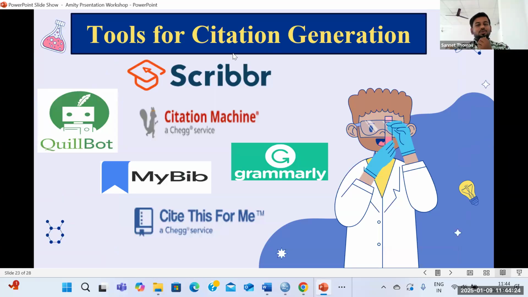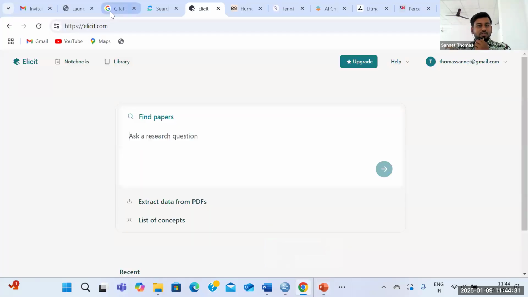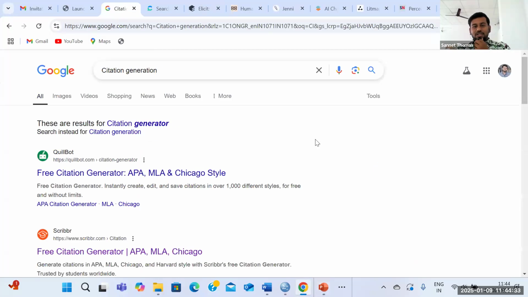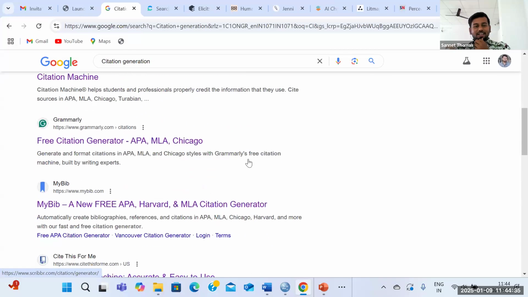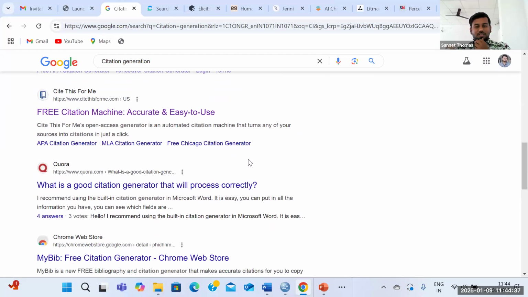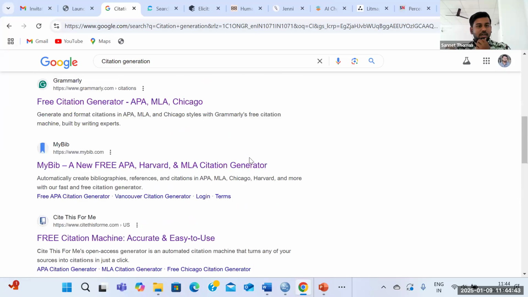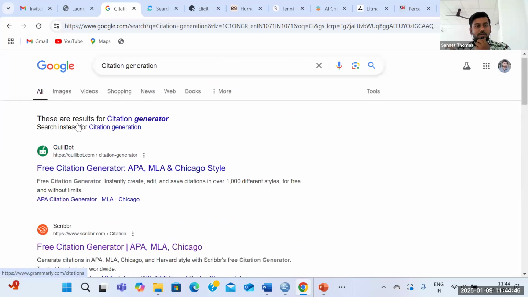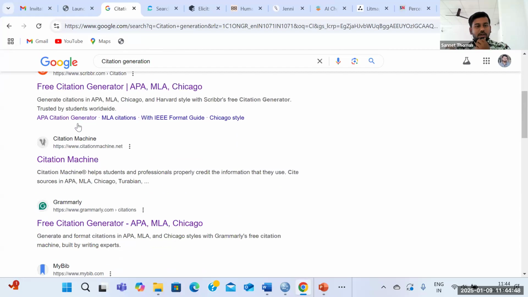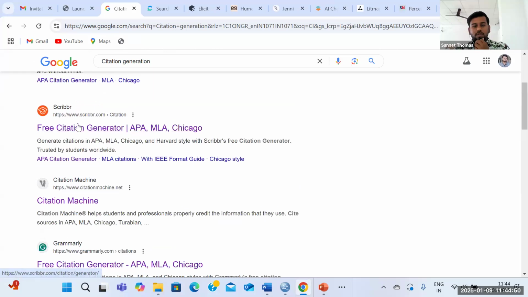There are multiple tools available for citation generation. If you search for citation generation in Google, you will get a number of tools. Usually I use Scribbr. Scribbr is a free tool available for citation generation.